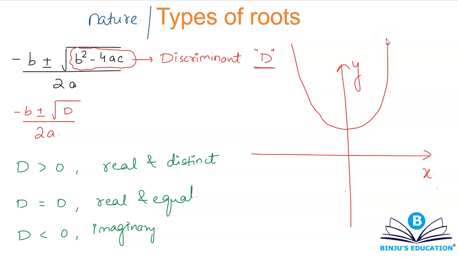Now, can you figure out any point on this parabola for which y will be equal to 0? There is no point on this parabola for which y will be equal to 0. Or basically, let me put it this way, can you figure out any value of x on this parabola for which y will be equal to 0? No, you can't. There is none. Okay, so it's imaginary. There are imaginary roots, there are no real roots.